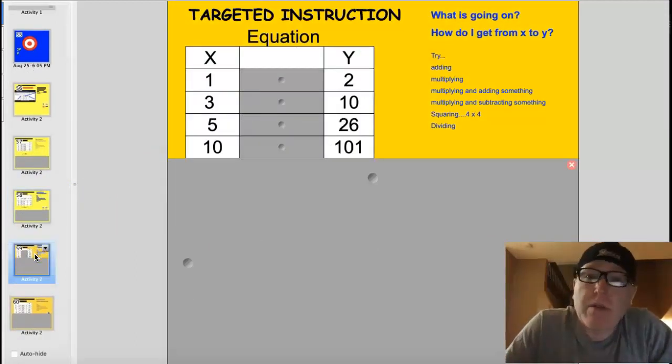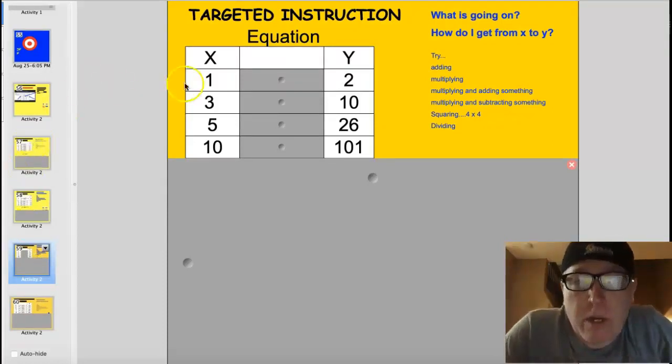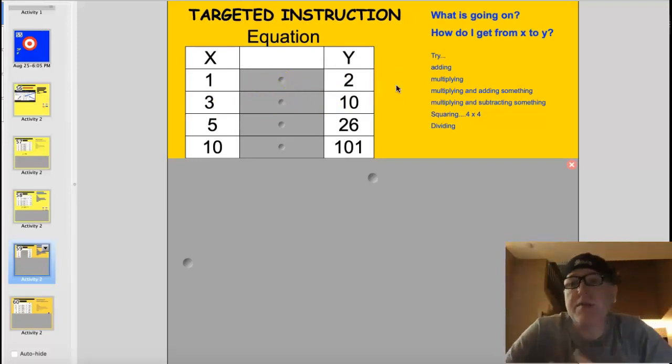Pause problem number 1. Go ahead and pause and give this a shot. Well, right away I'm thinking plus 1. 1 plus 1 is 2. 3 plus 1, that didn't work. Okay, how about times 2? That doesn't work. What did you guys figure out? What'd you come up with?